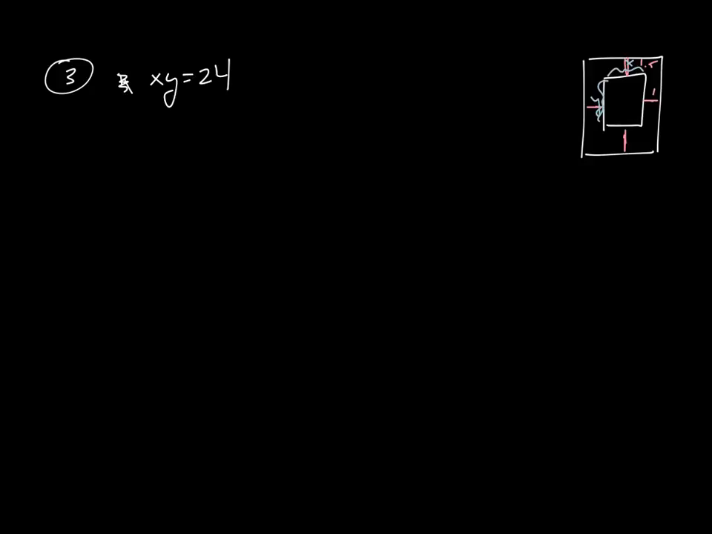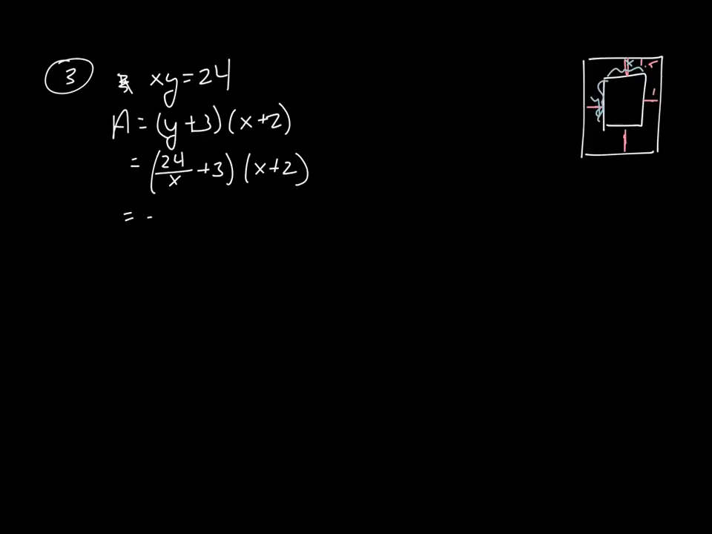Our primary equation is the area of the whole page. So the area of the whole page would be (y plus 3) times (x plus 2). So we'll do a little substituting here. y is equal to 24 over x. If we distribute, we get 24. That's a 48 over x. Plus 3x plus 6. So there's our primary equation in one variable.